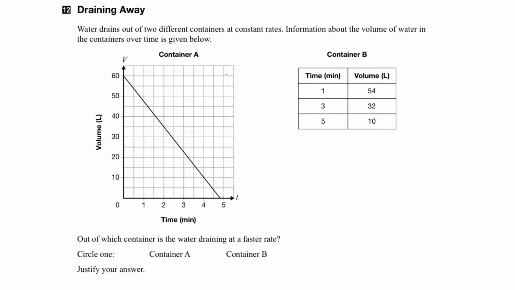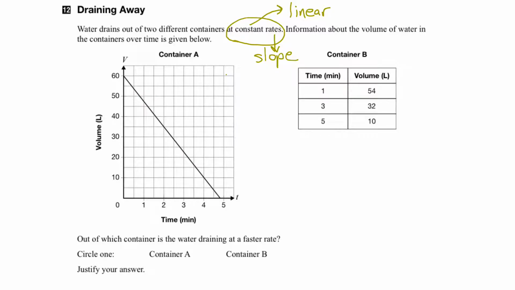Another key piece of information is that the water is draining at a constant rate. That means that the relationship is linear. And what we want to look at is the slope of both of these representations. So the word constant means that it's going to be linear, and the word rate means that we're going to be looking at the slope. Okay, so let's start by looking at the slope of container A, the line for container A.